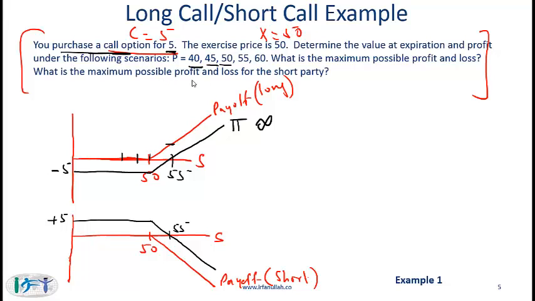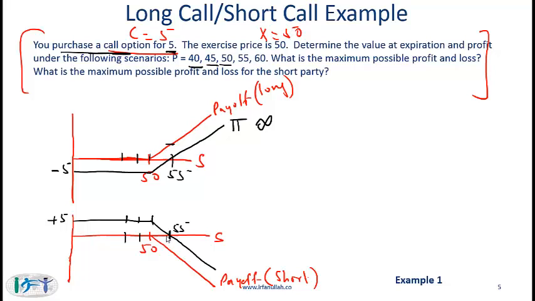What about the maximum profit and loss for the short party? The payoff diagram and the profit diagram are a mirror image in the x-axis. I could have drawn these pictures on the same axis, but that would have made the picture cluttered. So I have reproduced it in the bottom half of the screen. Notice that at these prices, 40, 45, 50, the payoff is 0. So the short doesn't need to pay anything, but the profit will be +5 because this is the amount that the short has received for selling the call option.